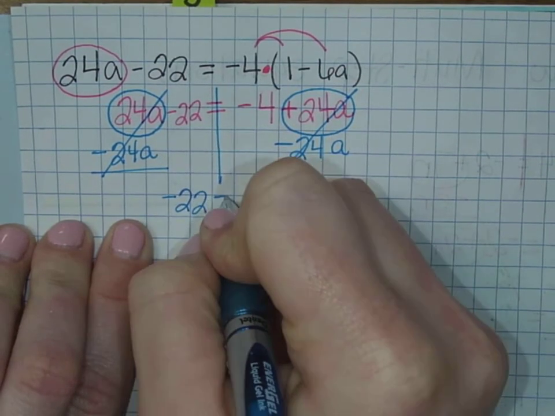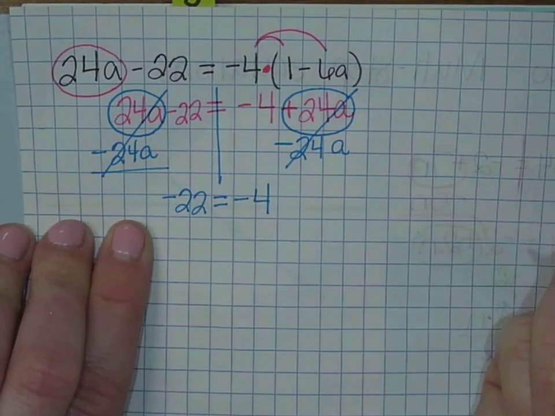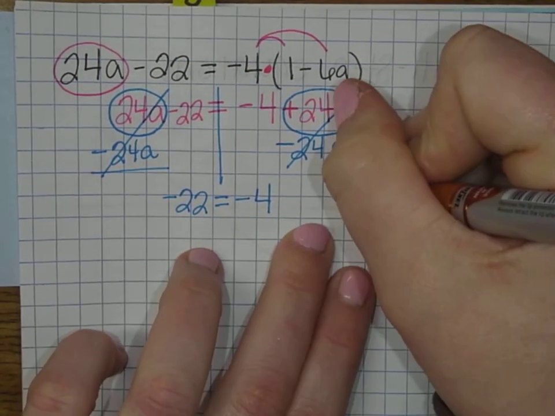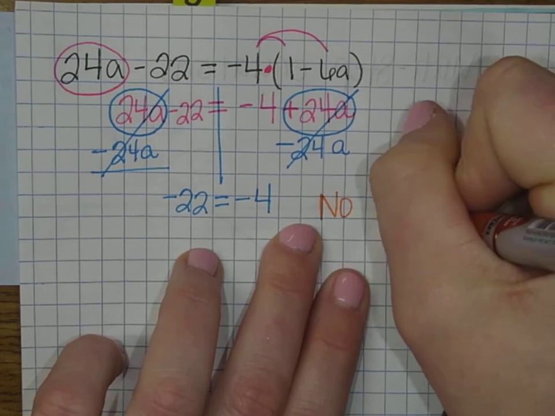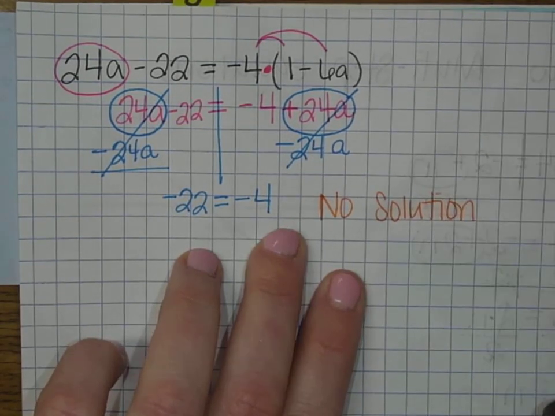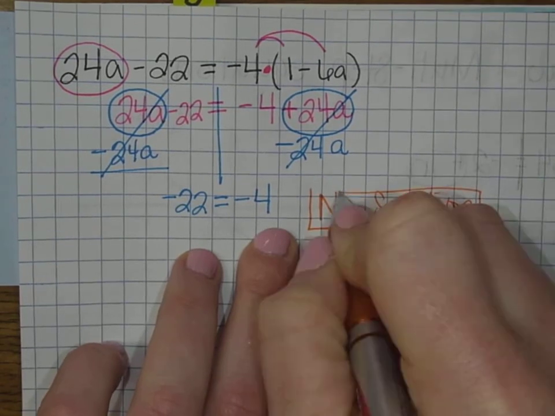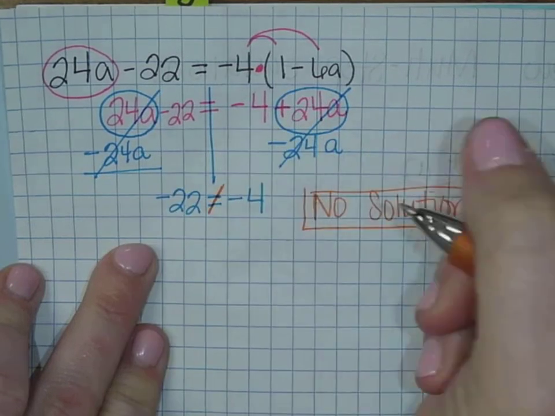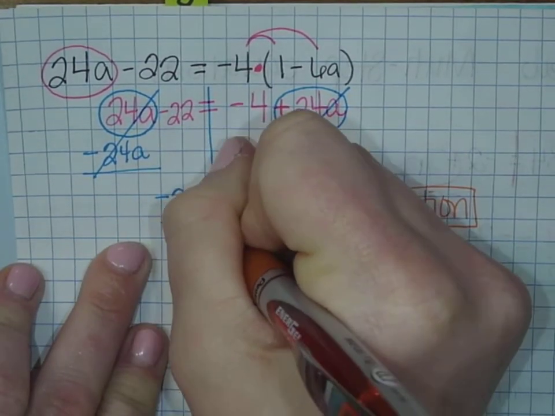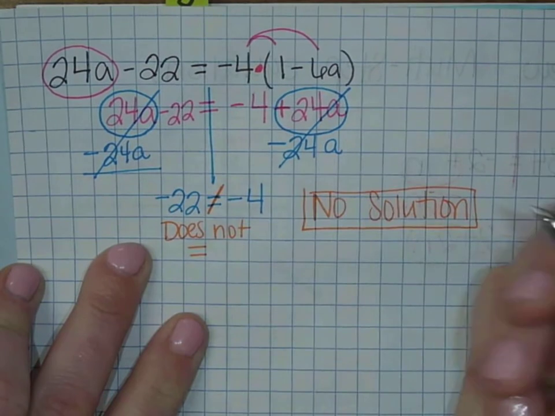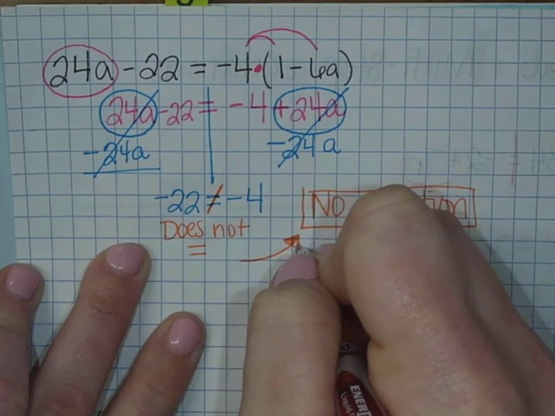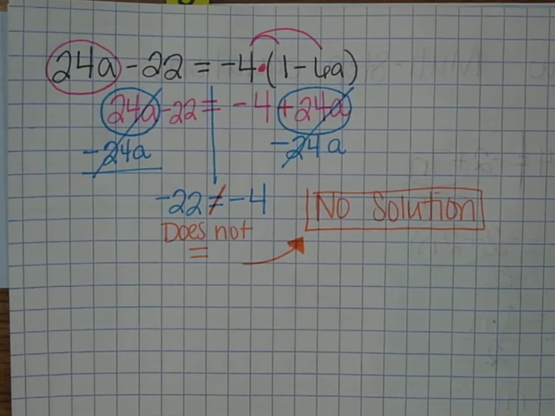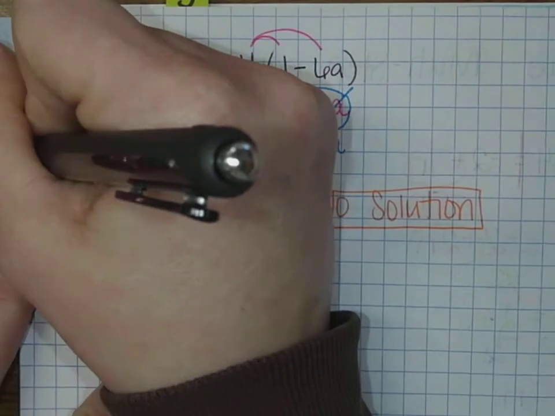Negative 22 equals negative 4. Well, does negative 22 ever equal negative 4? So this would be no solution. So if you get a statement like this that's incorrect, negative 22 does not equal negative 4, then that means no solution. And this is example 3.